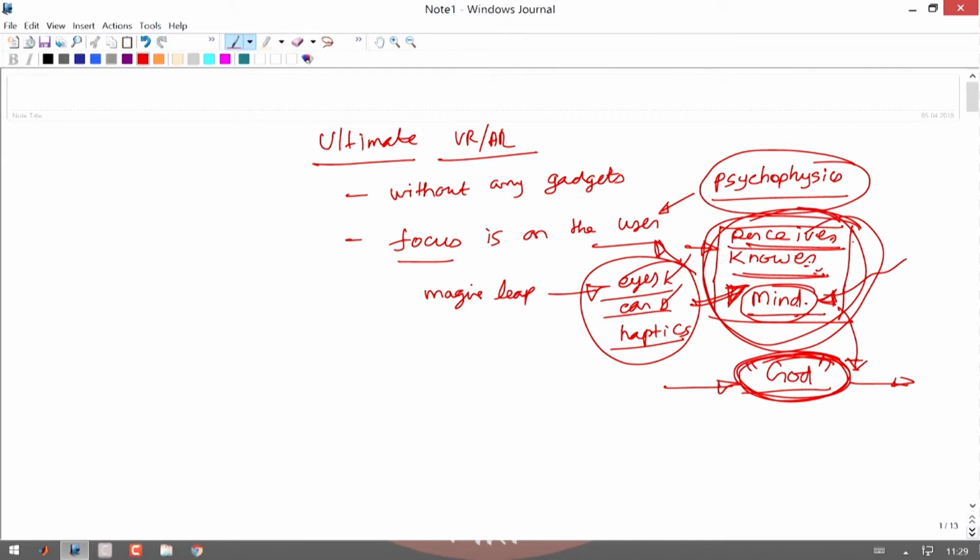Once we understand the full properties of the mind, we can exploit it and develop technologies to render virtual reality and augmented reality directly into the mind. Let me give you an example of one of the experiments we have done some time back.